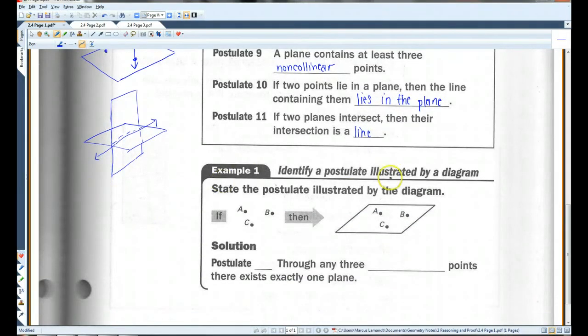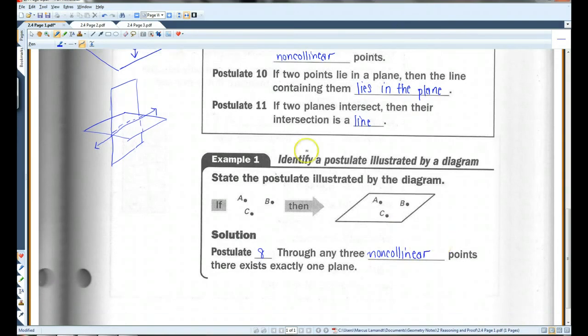Alright, state the postulate illustrated by the diagram. Looks like we have 3 non-collinear points, and these 3 non-collinear points are contained inside a plane. So this would be postulate 8. Through any 3 non-collinear points, there exists exactly one plane. Alright, let's go on to page 2.